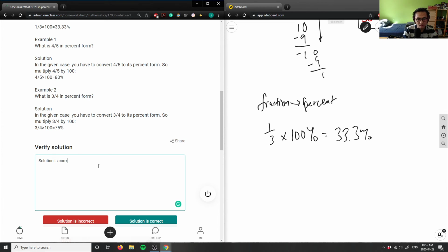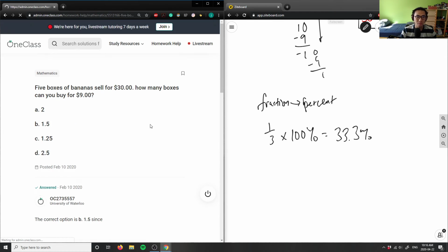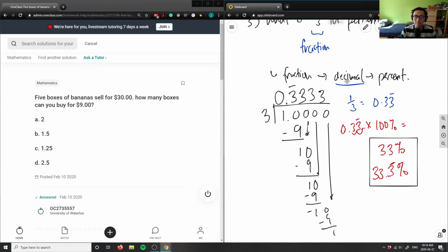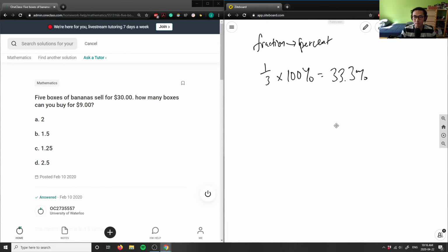Solution is correct. Great analysis. Sweet. So it was number 3. Nice. Let's work on number 4.